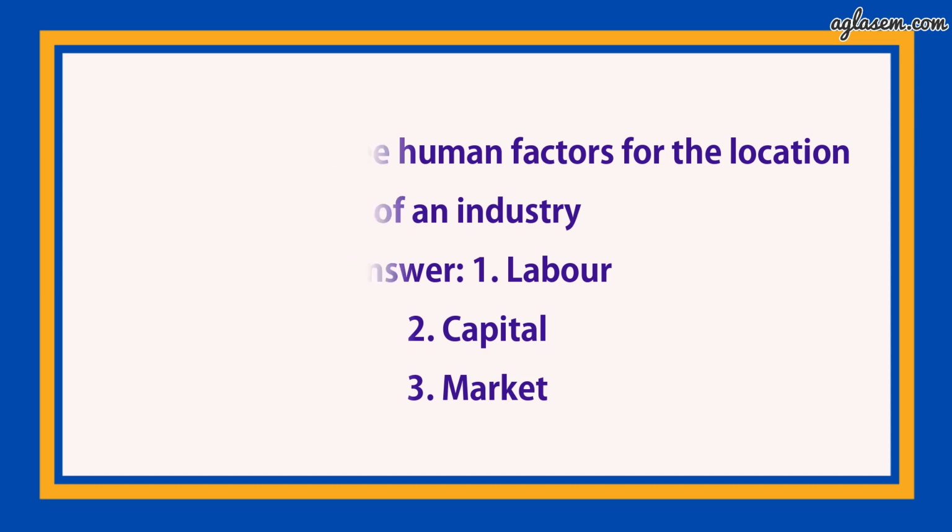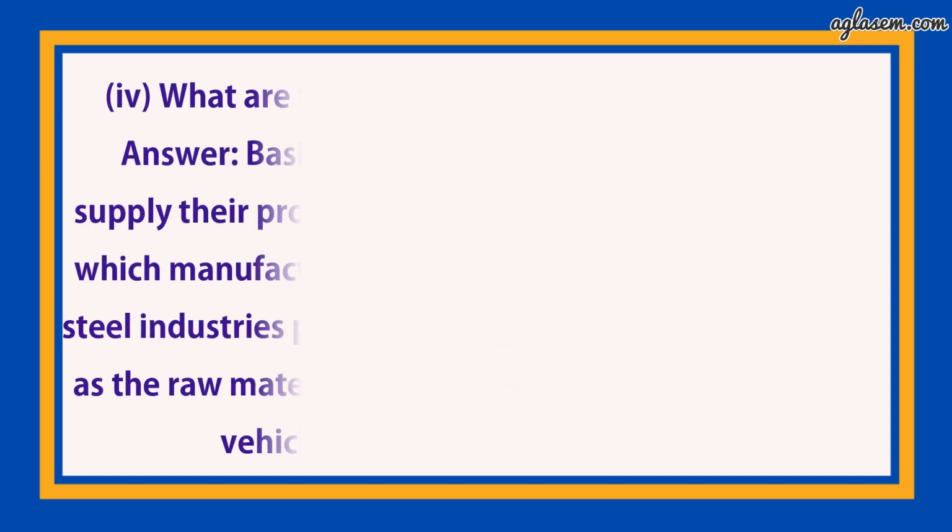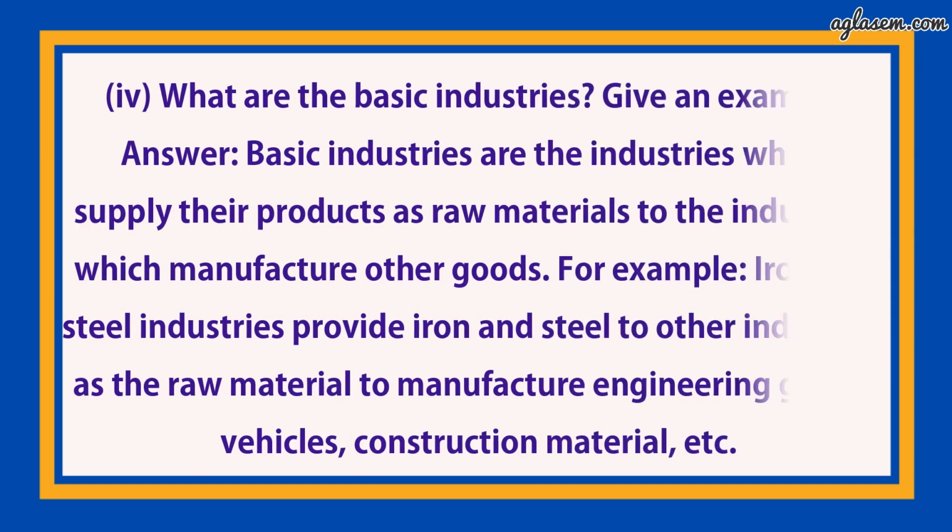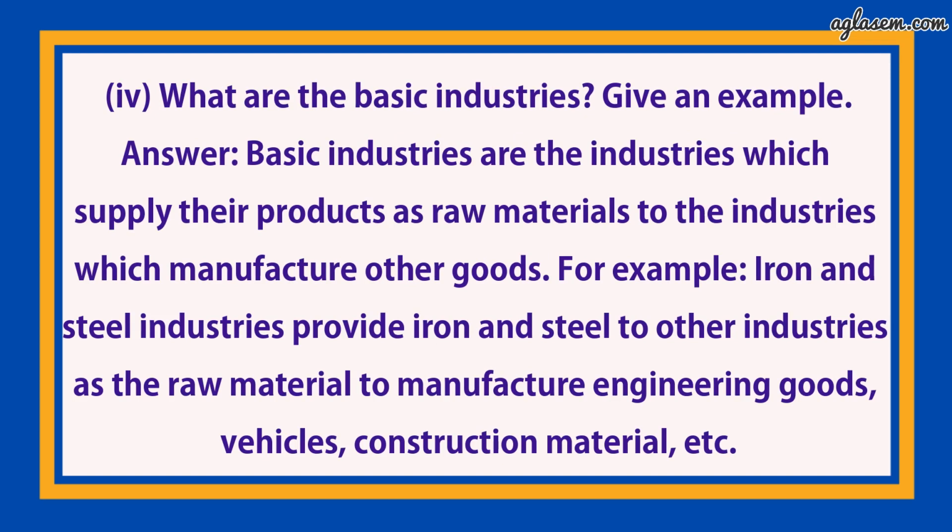Now, question number 4 says, what are the basic industries? Give an example. Answer is, basic industries are the industries which supply their products as raw materials to the industries which manufacture other goods. For example, iron and steel industries provide iron and steel to other industries as raw material to manufacture engineering goods, vehicles, construction material, etc.